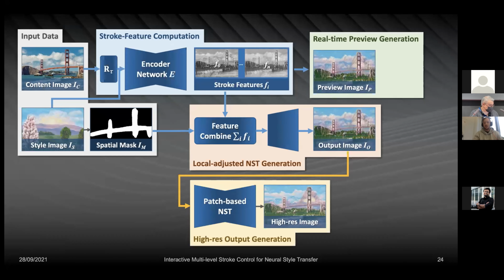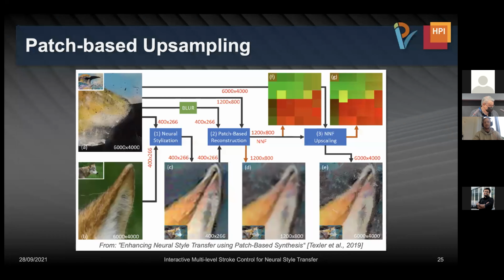Finally, we can apply a patch-based neural style transfer to generate output images at a very high resolution of up to 20 megapixels. This is either done on device or as a server-based task, depending on the output resolution. The patch-based upsampling method uses a method by Texler et al., and it reconstructs the generated stylization using patches from the style image. This creates a nearest neighbor field, which is then upscaled and decoded back into the output image. And here we can see that we can transfer very high detailed information from the style image.